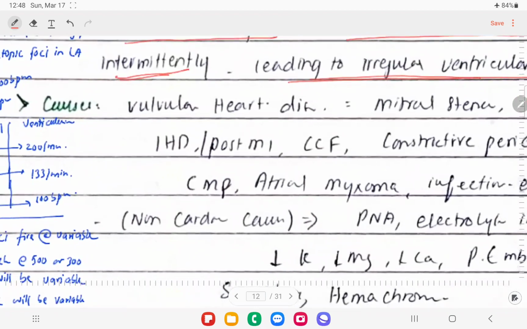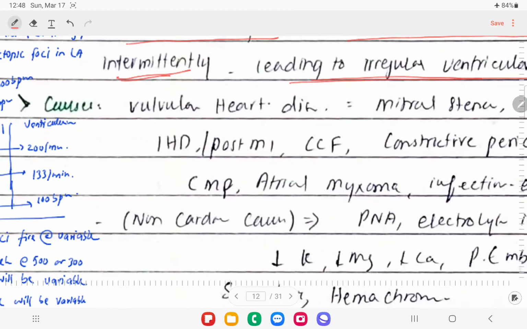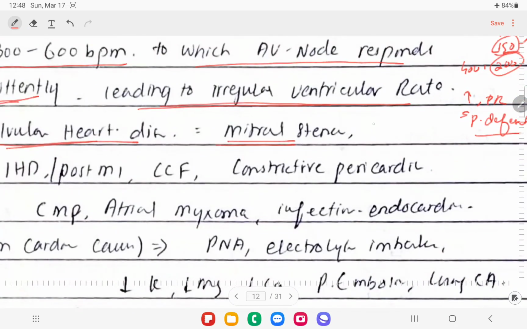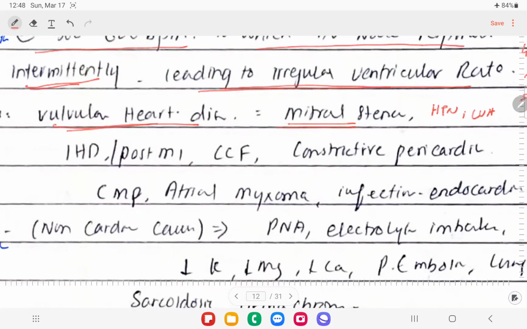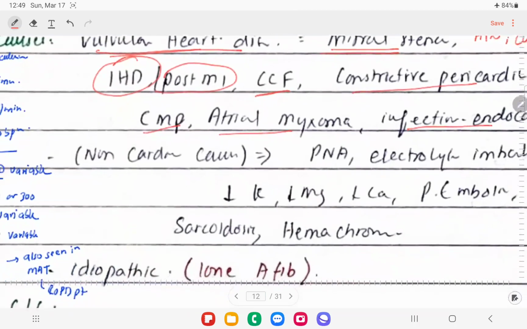So let's talk about causes. The cause is mostly valvular heart disease, like mitral stenosis, which is one important cause. Another important cause is hypertension with secondary LVH, left ventricular hypertrophy. Then we have ischemic heart disease, post MI, where we see atrial fibrillation. Other important causes: congestive cardiac failure, constrictive pericarditis, cardiomyopathies, and atrial myxoma can also lead to that. Infective endocarditis can lead to that.